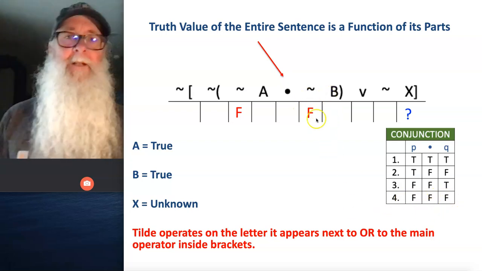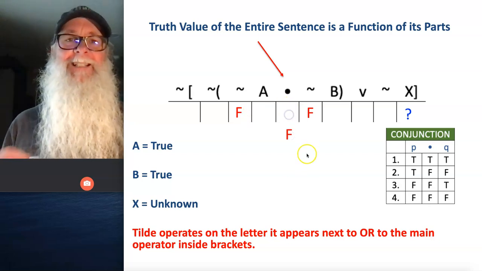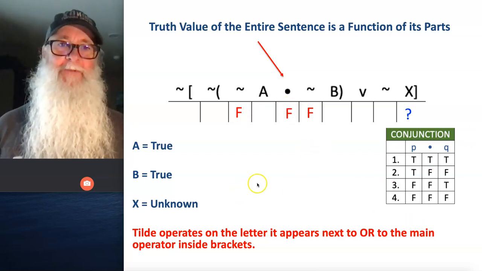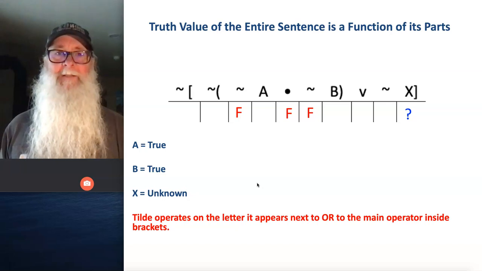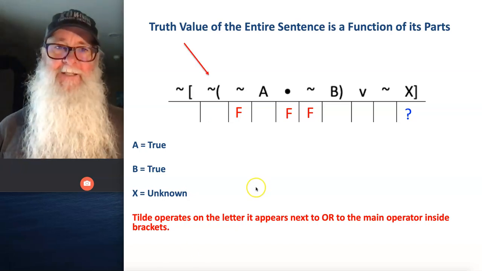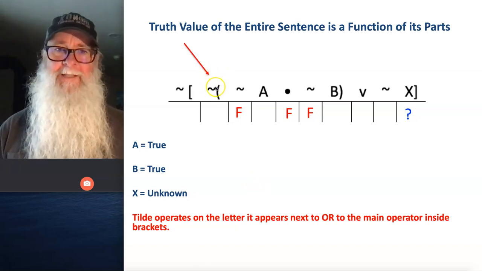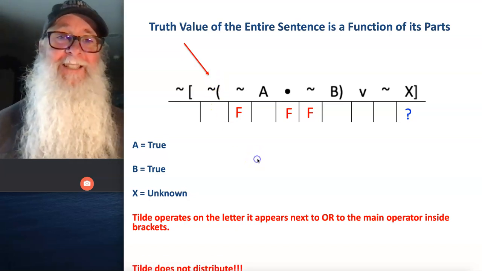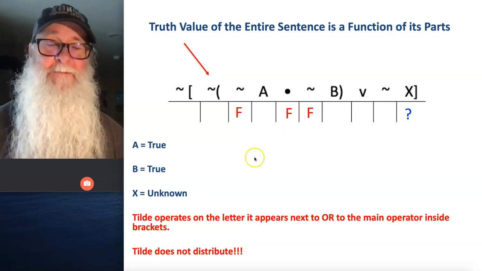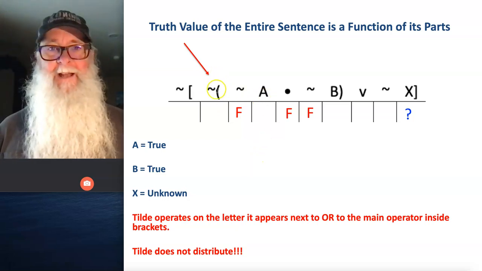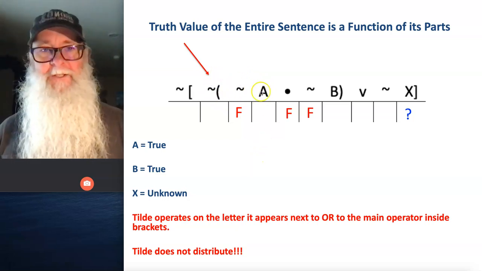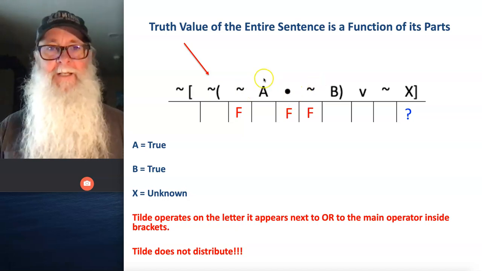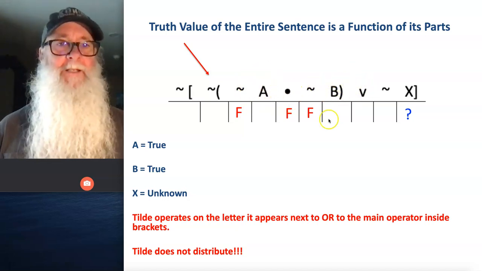And that tells us that, oh, you know what? That dot, it's got to be false, because that's what the rule of conjunction says. And now what's relevant to me is this tilde out here. It's the tilde outside of parentheses and brackets. Now remember, tilde does not distribute. What that means is this tilde outside of parentheses wants nothing to do with this tilde here or this tilde here. It wants nothing to do with A, wants nothing to do with B.